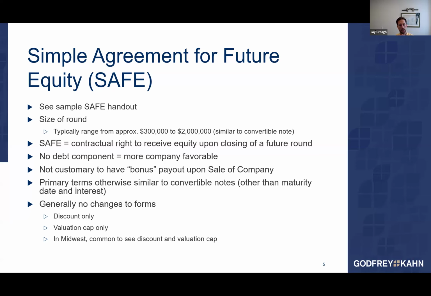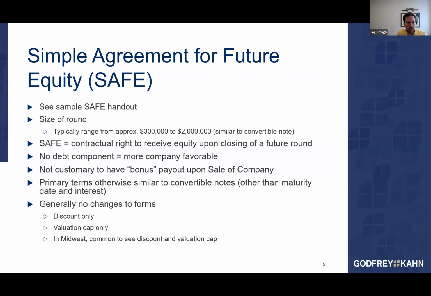The reason that people go with safes is that it's a couple-page document. It's fairly simple, and in theory, it should be a much more cost efficient way to raise money. I've seen them anywhere from a couple hundred thousand to millions of dollars. But it seems like anywhere you start getting over 2 million, at least in the Midwest, and probably closer to 3 or 4 million on the coast, people tend to flip to a priced round where you're actually issuing preferred stock. So a safe is a contractual right to receive equity or stock on the closing of a future issuance of stock.